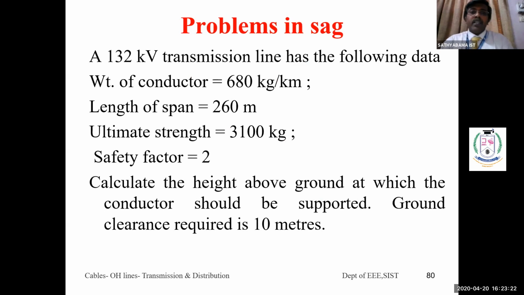Problem in sag. Please go line by line. A 132 kV transmission line has the following data. Here the data is directly given. Weight of the conductor 680 kilogram per kilometer. Length of the span 260 meter. Ultimate strength 3100. And safety factor 2. They are asking to calculate the height above the ground at which the conductor should be supported, and the ground clearance required is 10 meters.